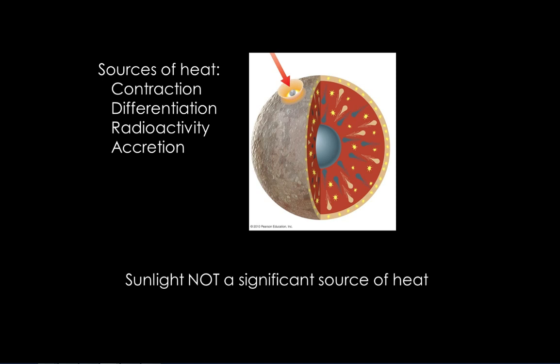So the sources of heat that we're talking about, what made the planets hot in the first place, is the contraction from the original cloud of gas that our solar system formed from, the friction from differentiation.